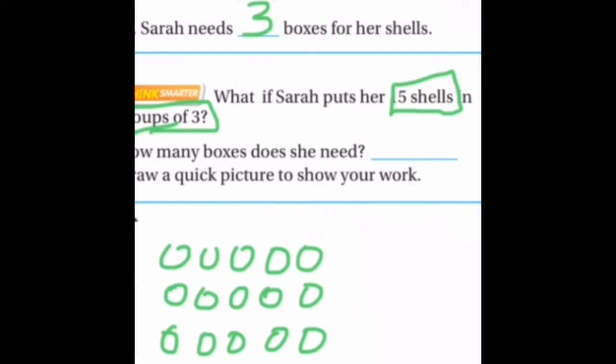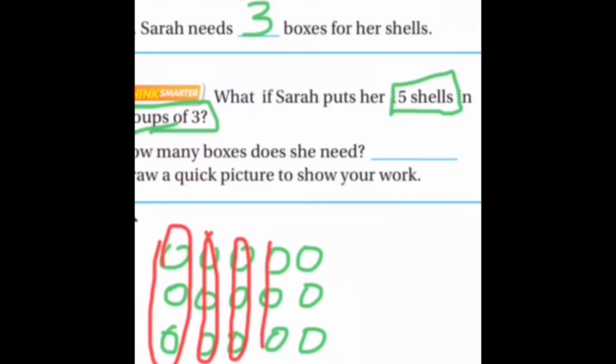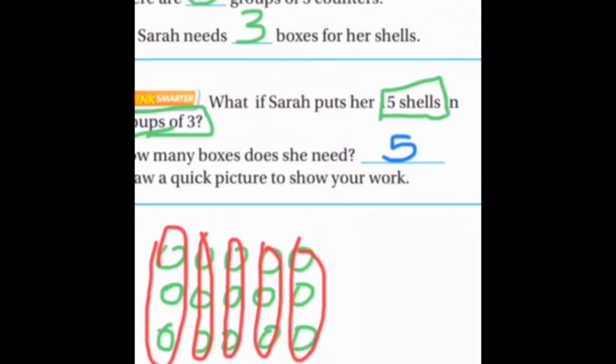Okay, I drew out my 15 shells. And if you remember, groups of 3. That's what I'm looking for here, right? Groups of 3. So, groups of 3, well, I'm going to do it this way instead. There's a group of 3. Here's a group of 3. Okay, so I count up my groups. There's 1, 2, 3, 4, 5 groups. So she needs 5 boxes.